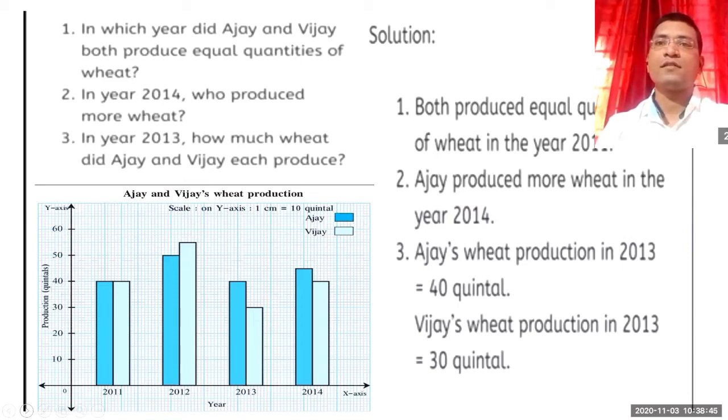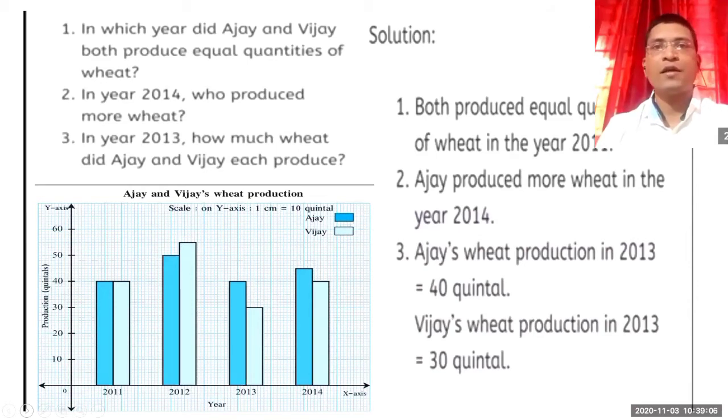Ajay produced more wheat in the year 2014. Yes, very good. Nice. Okay, students, look at the third question. In year 2013, how much wheat did Ajay and Vijay each produce?